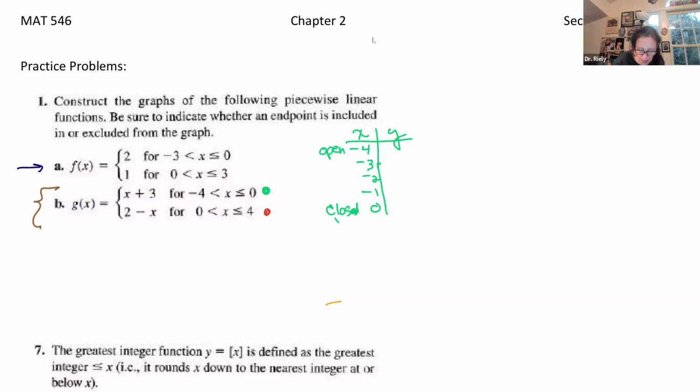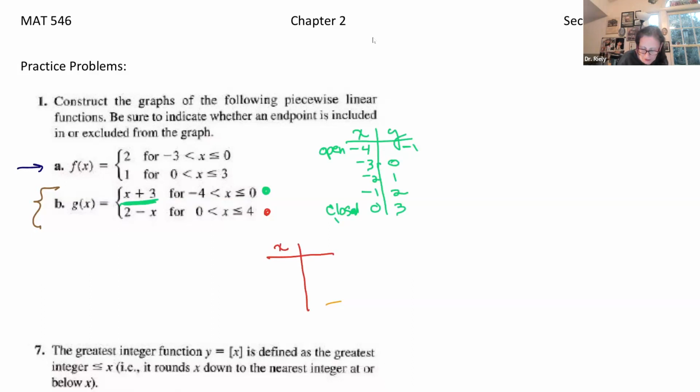So take your X values and plug them in here. -4 plus 3 gives me a -1 for my Y. -3 gives me a 0. -2 gives me a 1. -1 gives me a 2. And 0 gives me a 3. So I see I have a nice linear function going on there. I'm going to plot that in a second. I'm going to move on to my red.